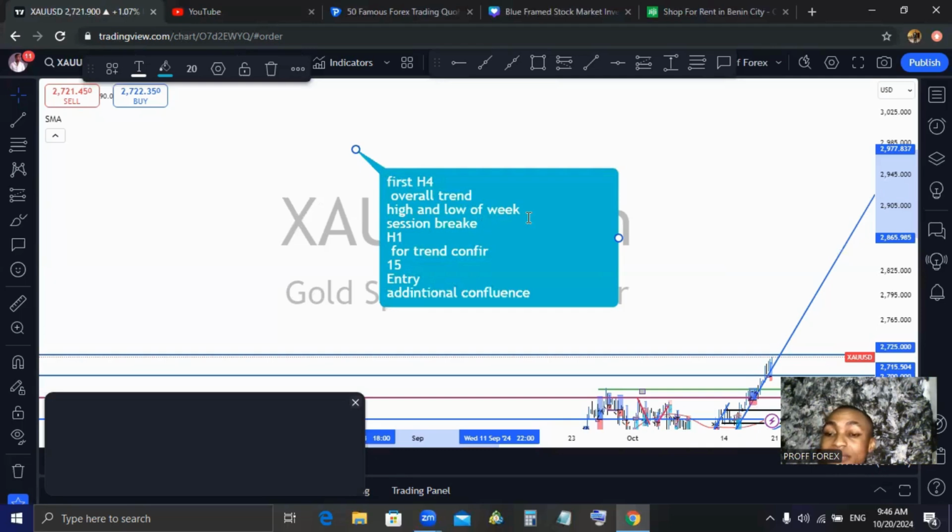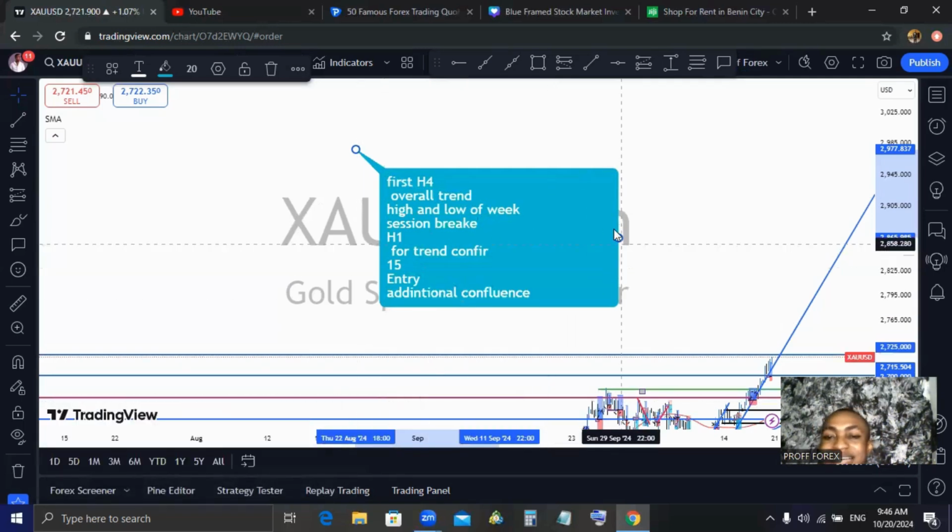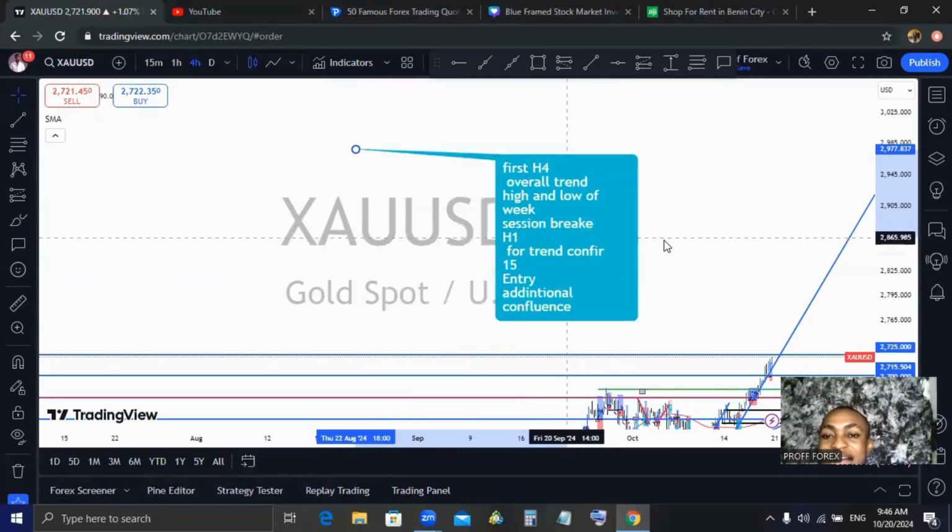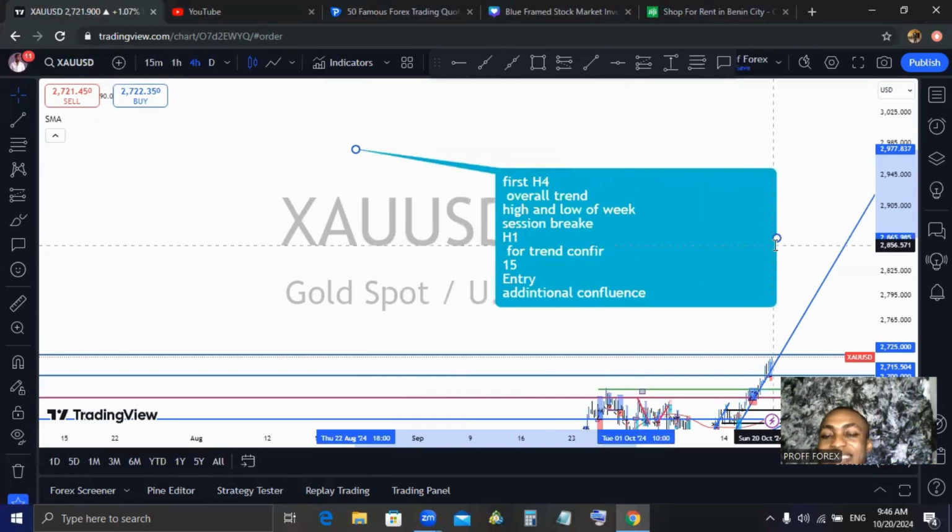That first candle and second candle help me determine the bullish or bearish bias. So that is how we treat it. H4 overall trend, high and low of the week, session break. That is what I determine.